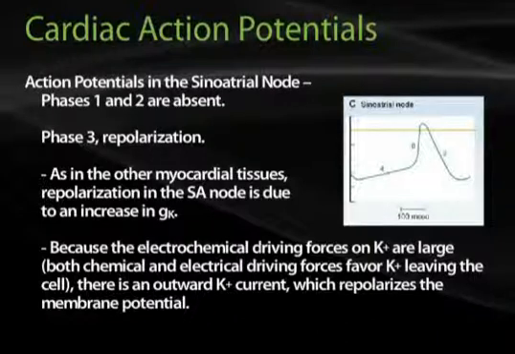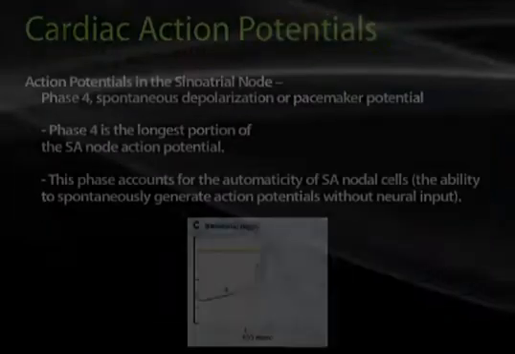The next phase is phase 3, or repolarization. As in the other myocardial tissues, repolarization in the SA node is due to an increase in potassium conductance, or GK. Because the electrochemical driving forces on potassium are large, both the chemical and electrical driving forces favor potassium leaving the cell. There is an outward potassium current which repolarizes the membrane potential and makes the membrane potential become more negative.